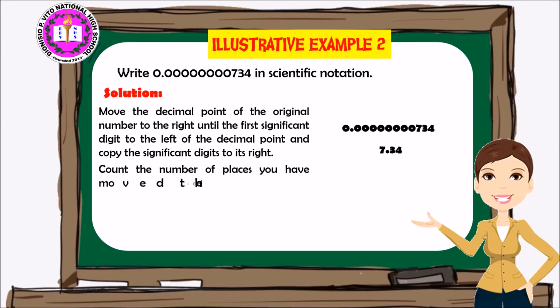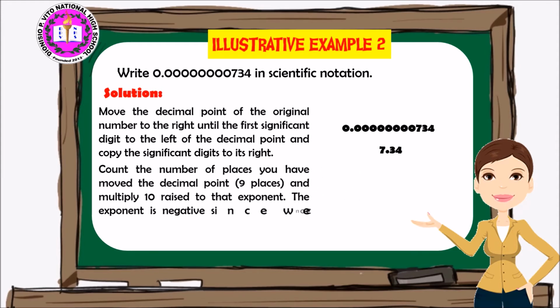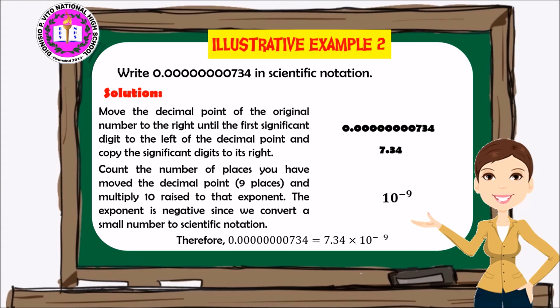So we're going to count the number of places you have moved the decimal point, which is 9 places, and multiply 10 raised to that exponent. The exponent is negative since we convert a small number to scientific notation. Therefore, we're going to have 10 raised to negative 9. Therefore, 734 hundred billionths is equal to 7.34 times 10 raised to negative 9.